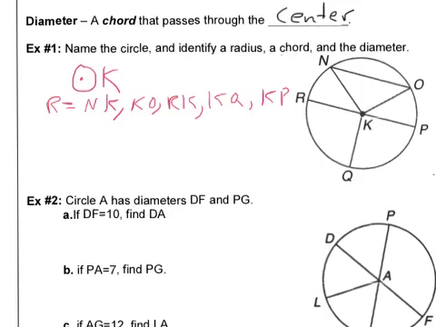A chord. I see two chords here, but the only one that's just a chord and not a diameter is this one, NO. So, chord, NO. And the diameter, the only diameter that I see is RP. It goes right through the center and through both sides of the circle there. So the diameter is RP. And up here I wrote radius with a capital R. I probably shouldn't have done that. Normally we do radius with a lowercase r. So, just a little clarification. Alright, there's all the parts of a circle.